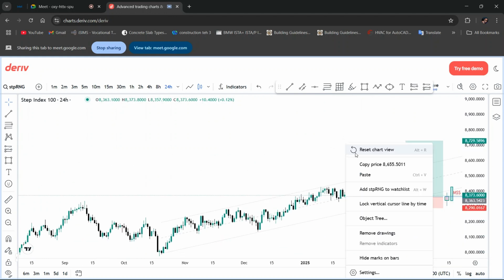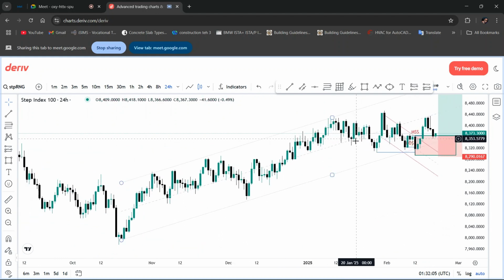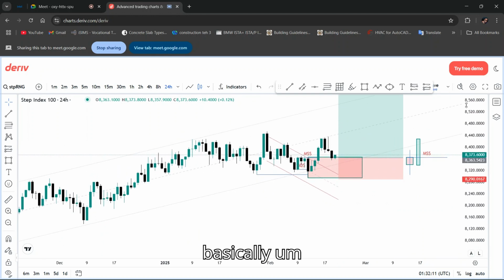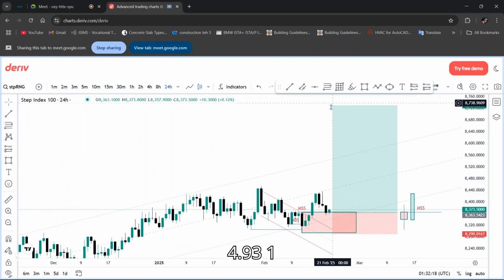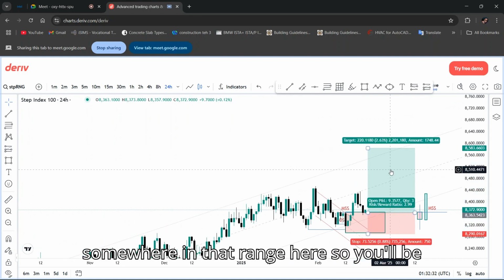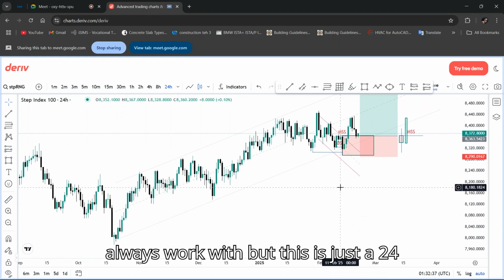Let me see. Here. I would say give it a 1 to 3 ratio. A 1 to 3 ratio is basically a risk reward ratio. 1 to 3 is somewhere in that range here. So you'll be aiming for a 1 to 3 at all times. At all times, 1 to 3 is always the ratio we work with.